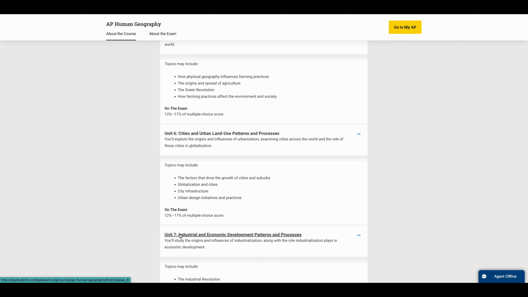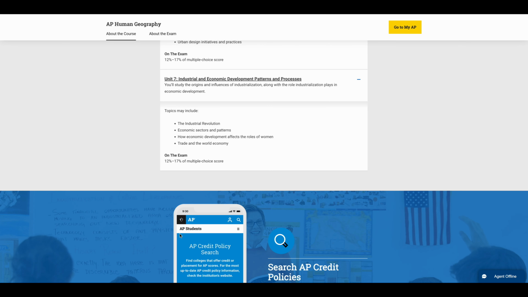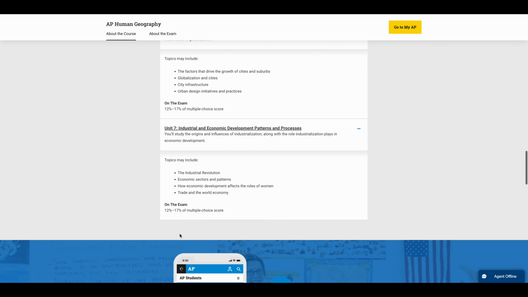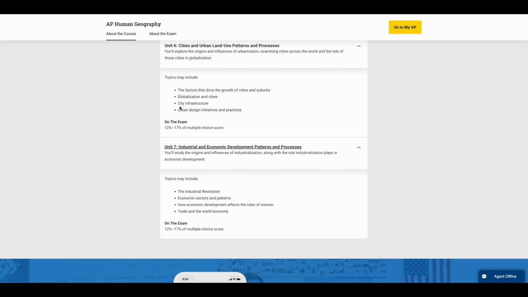And the final unit is industrial and economic development. This is actually very similar to Unit 6 in my opinion. It was very hard to tell the difference between the two, and this is all just about the Industrial Revolution and that post 1880s era, and how that growth and change in population and urban development has affected society. So that's pretty much the course. So let's dive back into the rest of my tips.